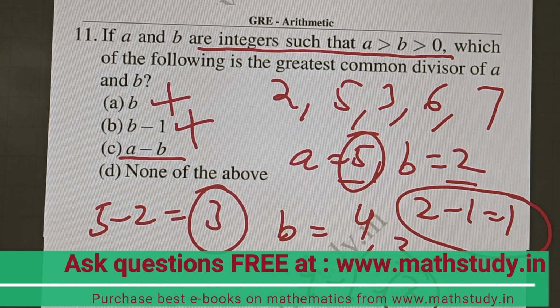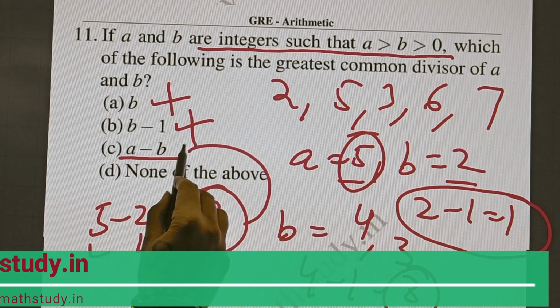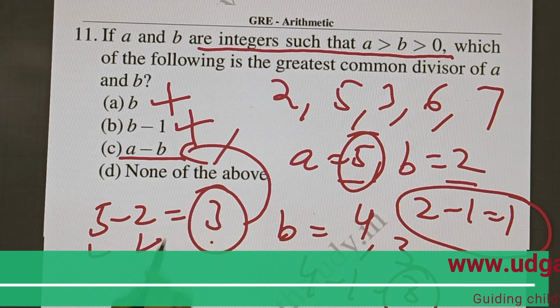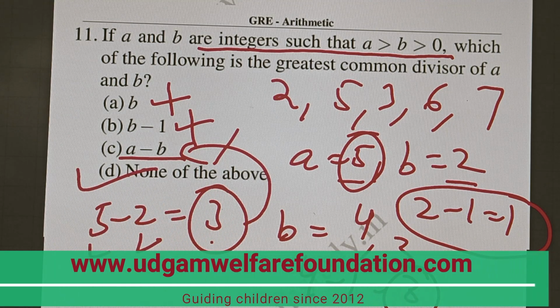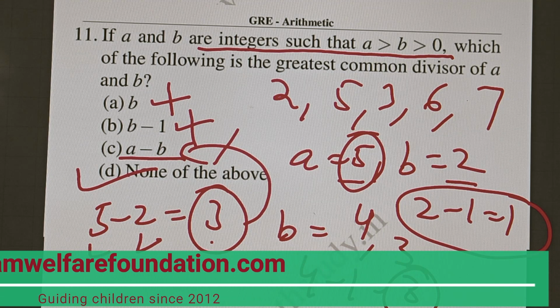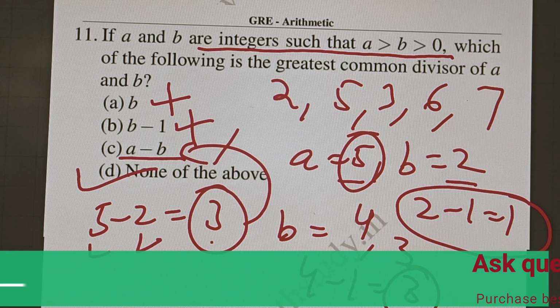So if we take a as 5 and b as 2, then 3 is not our answer here. So this statement is also false. Now the option left is D, that is none of the above. So in this case, we got our answer, option number D.